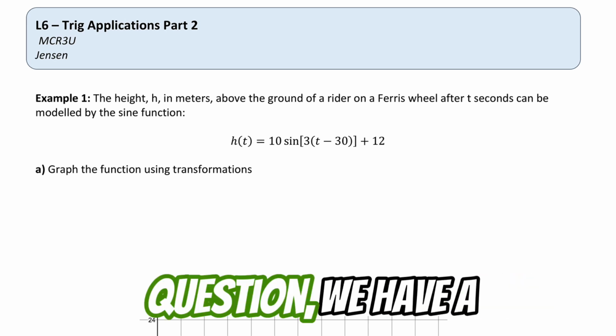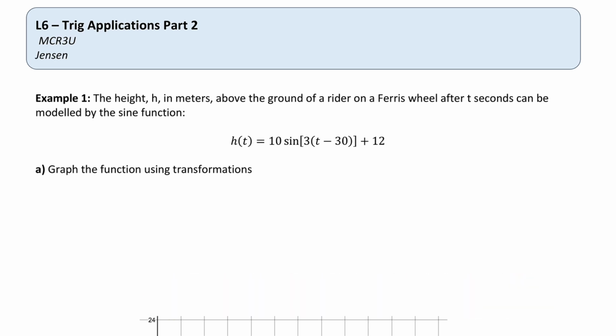Like in the first question, we have a relationship between the height of a rider on a Ferris wheel and the amount of time that they have been on the Ferris wheel for. And then this function relates the rider's height to the amount of time they've been on the Ferris wheel for. And there's a periodic relationship between those variables, which is why we can use a trig function, in this case sine, to show the relationship. And part A of this question says to graph this function using transformations.